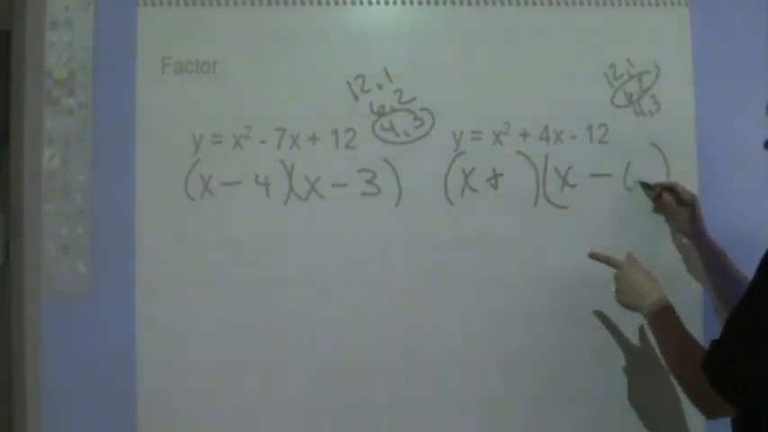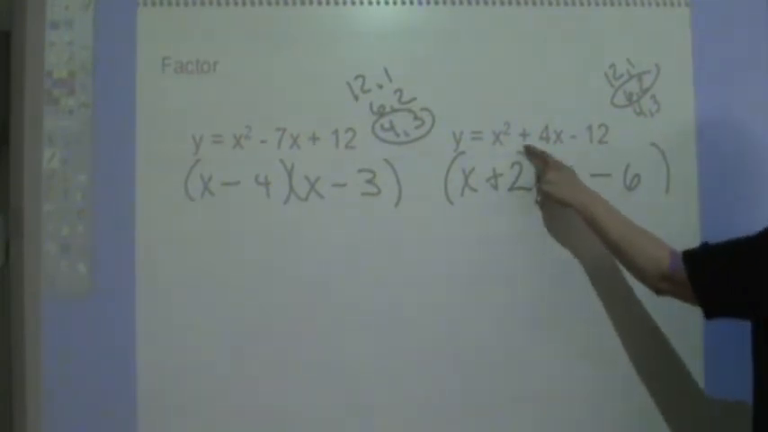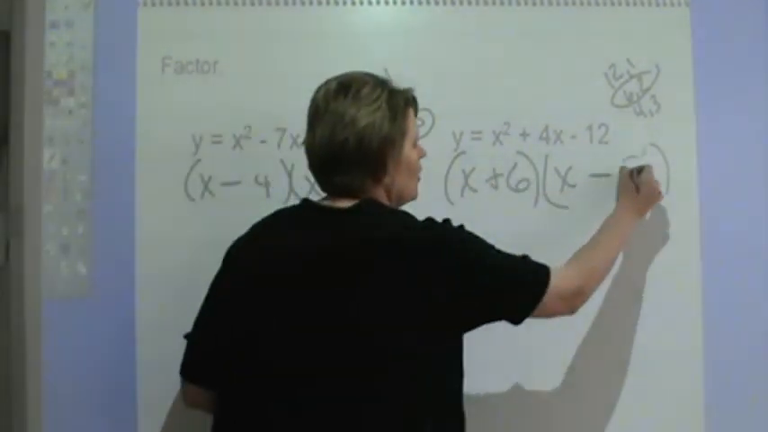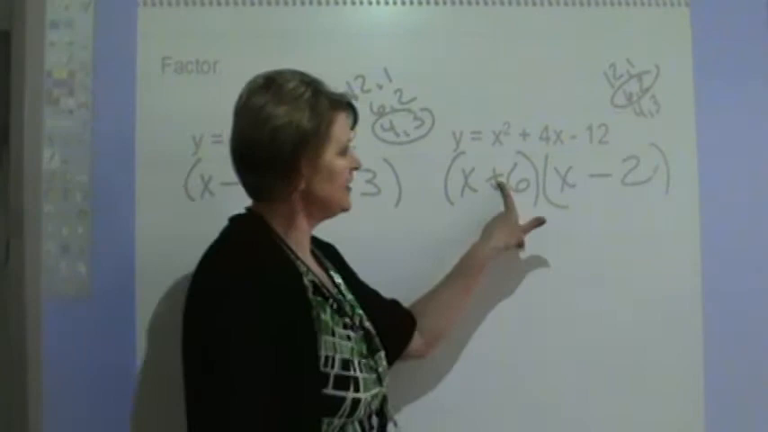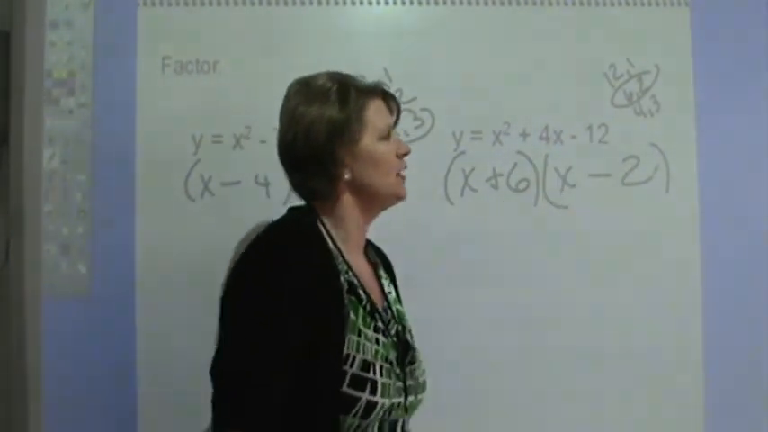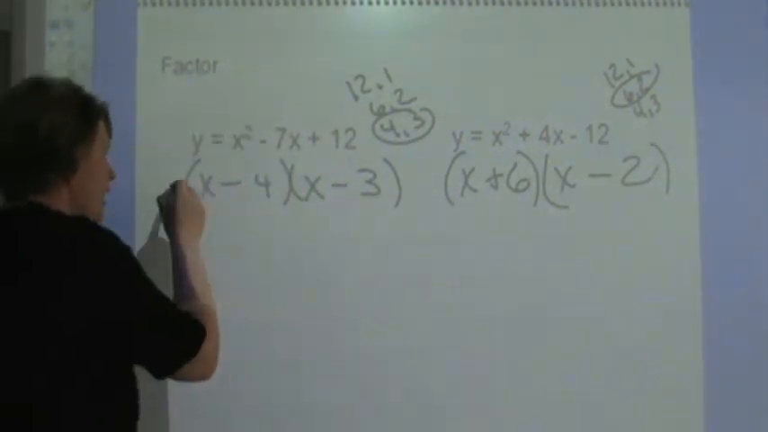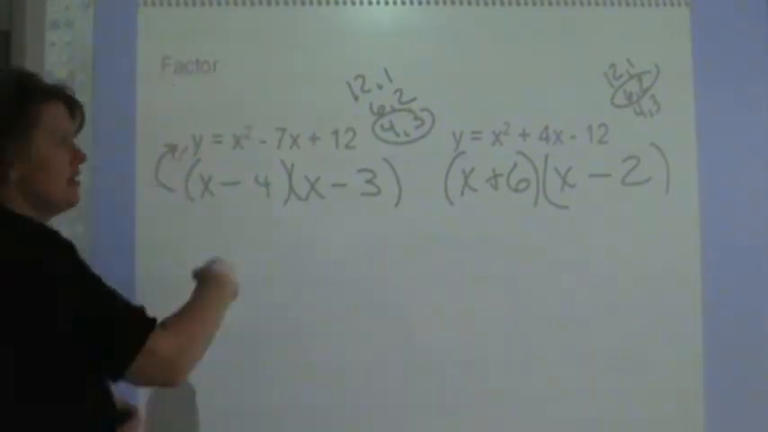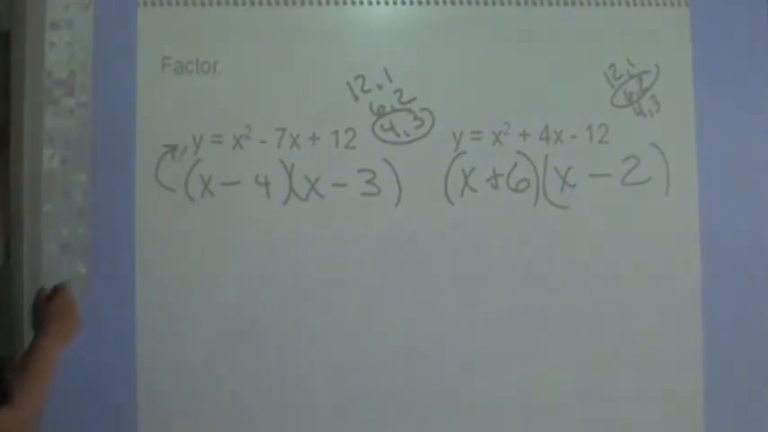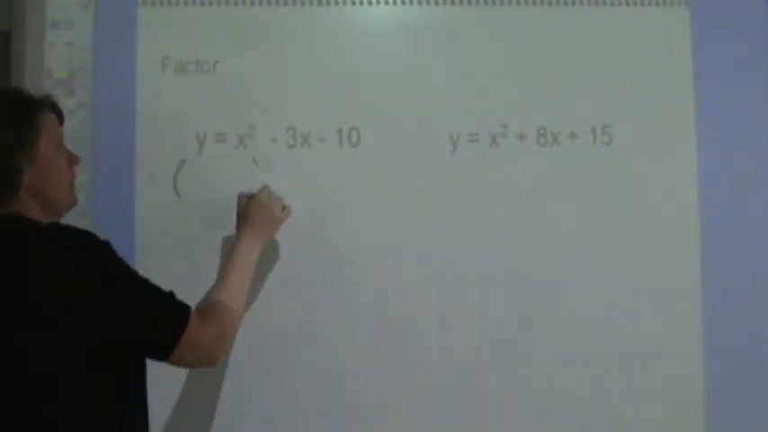Okay? But if I put 6 here and 2 there, when I subtract, I get negative 4, and I need a positive 4. So my correct answer would be that. Because now if I take plus 6x minus 2x, I get my plus 4x, and then 6 times negative 2 gets me my negative 12. Okay, so this is why I was saying we needed to get really good at going from here to here, so that it makes sense when we're checking our answer and checking our factors to get the right answer when we're factoring.